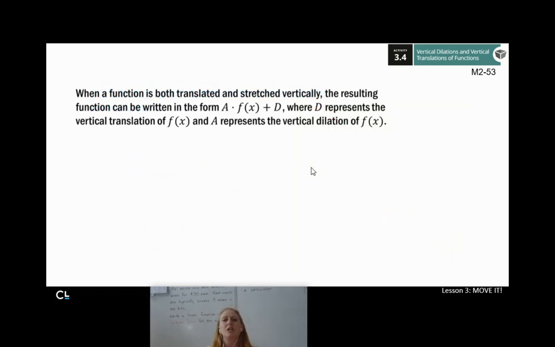So when a function is both translated and stretched vertically, the resulting function can be written in the form of a times f of x plus d. Where d represents the vertical translation, right? D is the up and down, and a represents the vertical dilation. So a is the I stretched it, I compressed it.